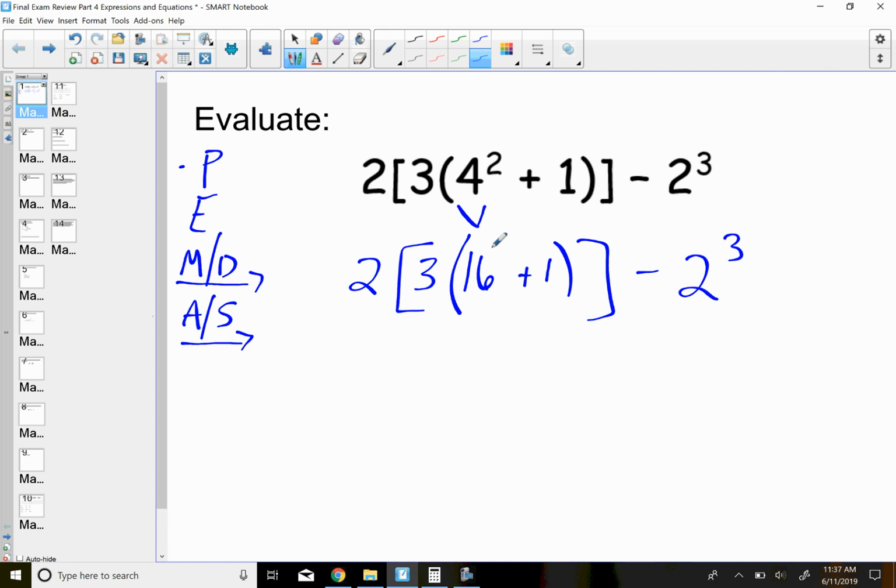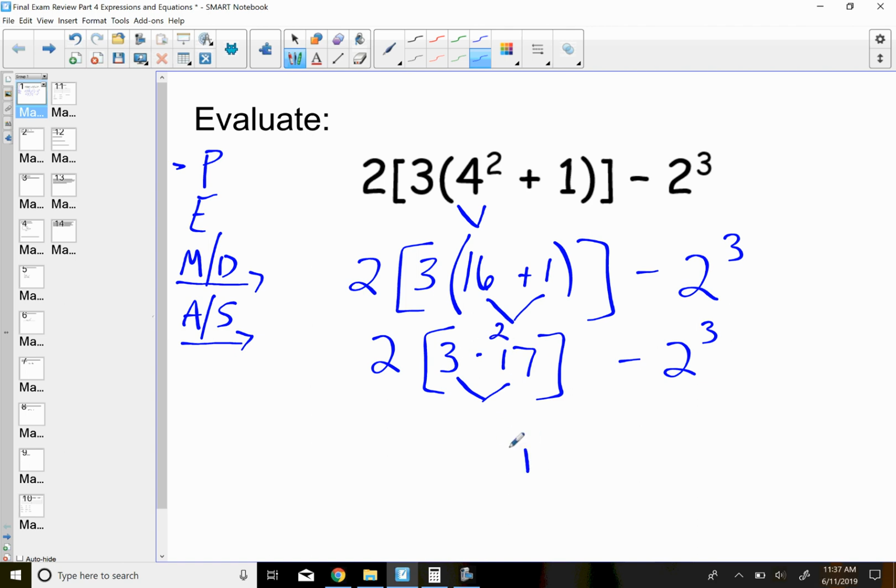So I'm still on the P parentheses step. 16 and 1 makes 17. Now I can drop the parentheses, but I need to know what operation's hiding here. It's multiplication. So I still have the brackets, and then I have a 2, and then minus 2 to the third. So I'm going to do the brackets, which is still in the parenthesis grouping symbols. Let's see, 3 times 17, let's see, that's 21. 3 and 2 more, that's 51.